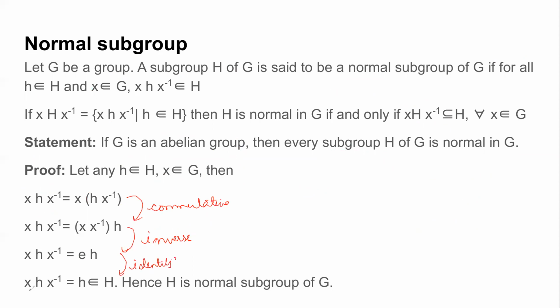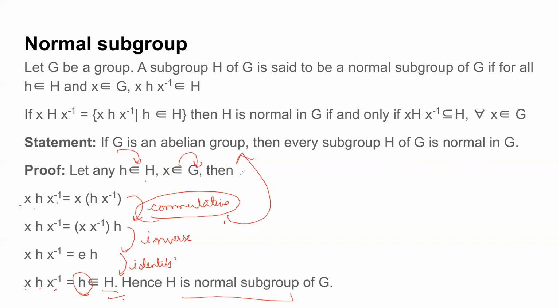So you can see, if you check what X H X inverse is equal to, it's equal to H only, right? And we know H belongs to H, and that is what we required. If any H belongs to H and X belongs to G, then X H X inverse should also belong to H. And you can see it does, so H is a normal subgroup. But how did we achieve that? You can see at the first step itself, we required the commutative property, and for the commutative property, the group had to be an abelian group.